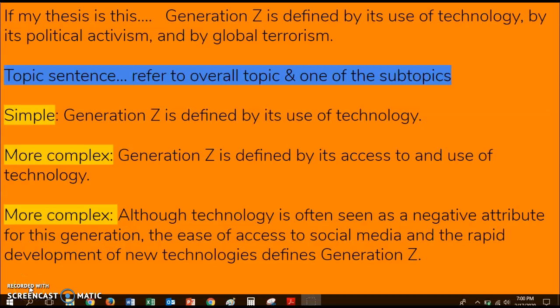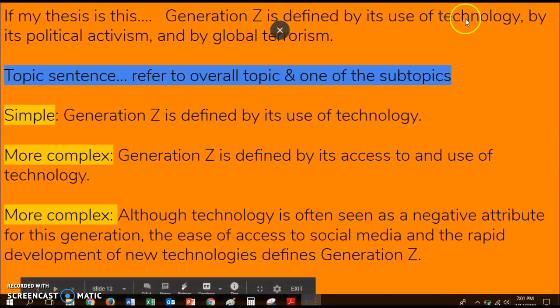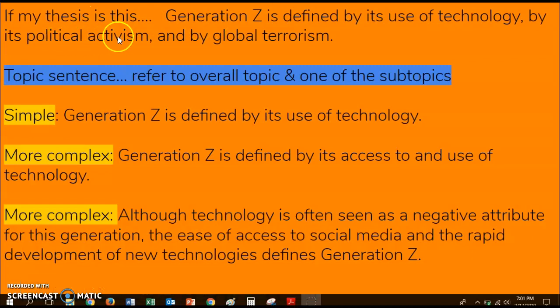This slide is going to model for you how to write topic sentences for each of your body paragraphs. There's a sample thesis at the top of the screen that says Generation Z is defined by its use of technology, by its political activism, and by global terrorism. So the three subtopics are technology, political activism, and global terrorism.